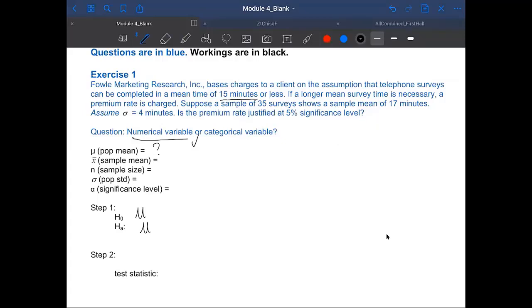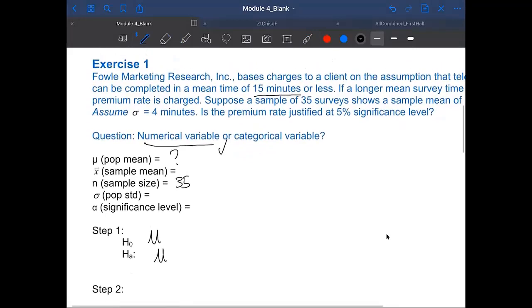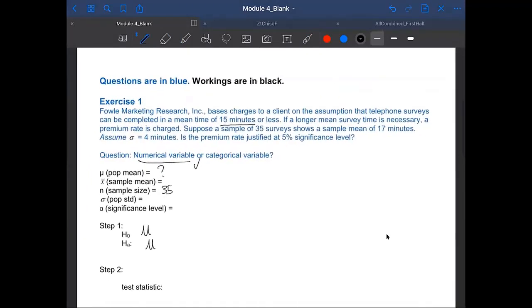How about X bar? What's the X bar? X bar is the sample mean. What is the sample? It looks like you go out there and collect 35 surveys. So 35 is the sample size, right? And what is X bar? Do we know what X bar is? 17. Great, so 17 is here. How about sigma? Sigma is given here, 4. Significance level, alpha. Everything is given here.